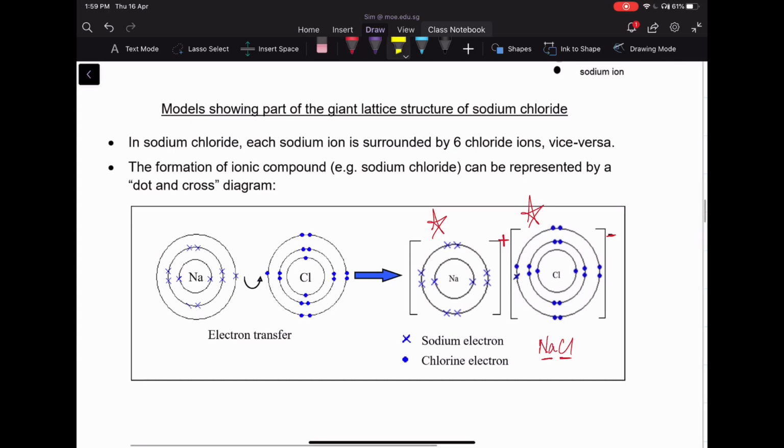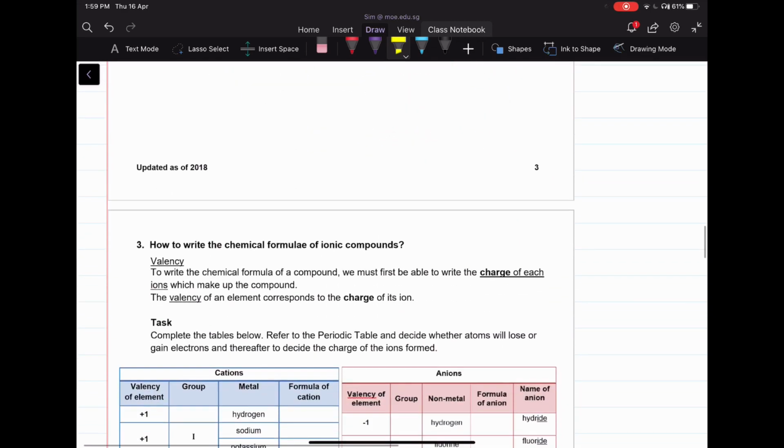Do take note also that we intentionally use a cross to represent the additional electron, because from sodium, all the electrons initially were crosses. But for chlorine, initially they were all dots. So you need to be able to know that the new electrons that come in must be represented by cross.